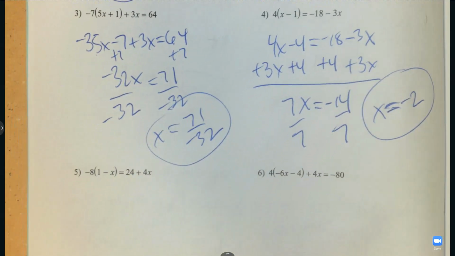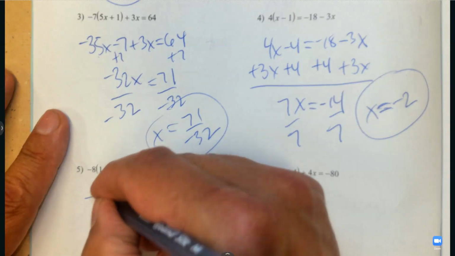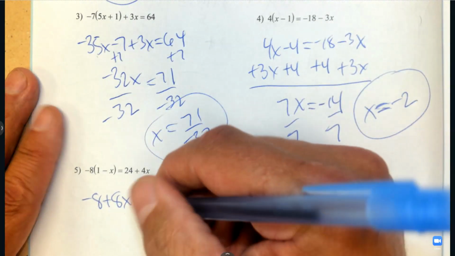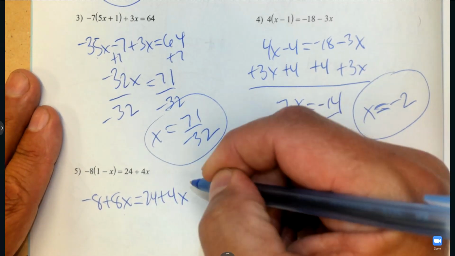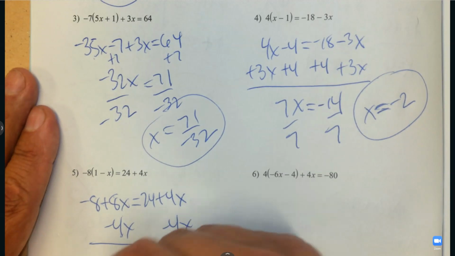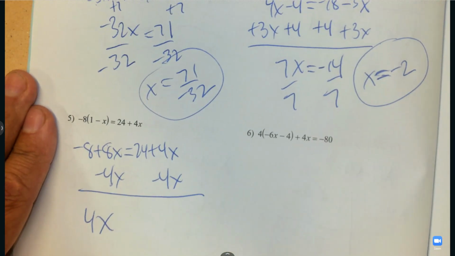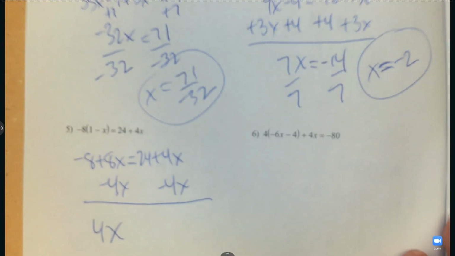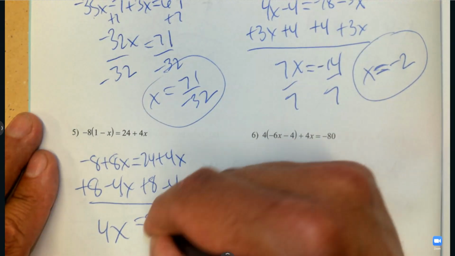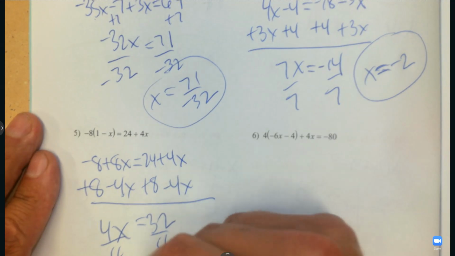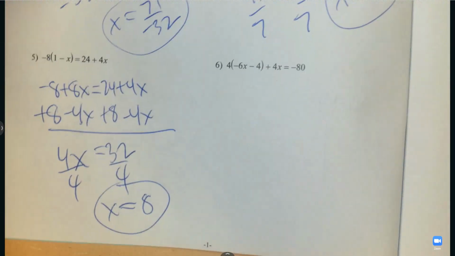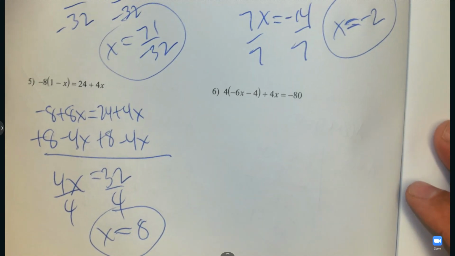All right, try number 5 and try number 6. So we're going to multiply. Make sure a negative times a negative is positive 8x. We're going to combine like terms. So I'm going to subtract 4x from both sides. 8 take away 4 is positive 4x. I'm going to add 8 to both sides. 24 plus 8 is 32. Then when I divide, you have your answer. So 32 divided by 4, and you have your answer, which is 8.